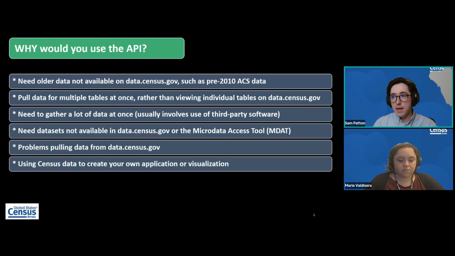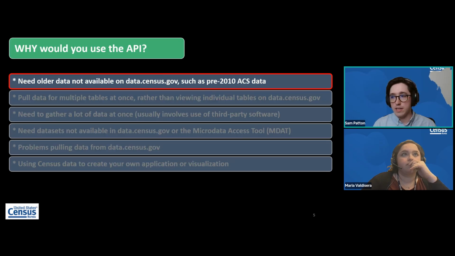So if you've never used the API before, you might be thinking, why would I want to go and use the API? Maybe you think I've got everything I need on data.census.gov and I'm good there. I don't need to access the API. However, there are some things that you can pull from the API that aren't available on data.census.gov. And that's what I wanted to focus on here today.